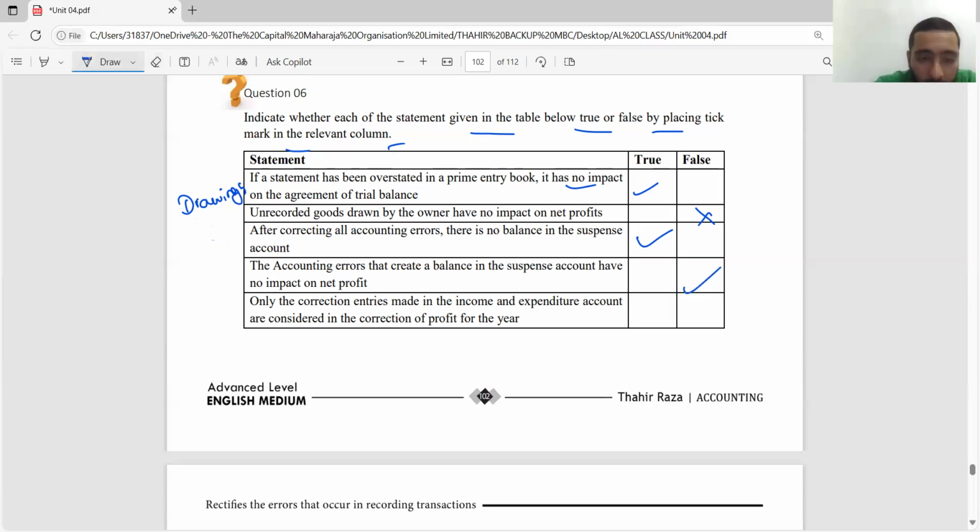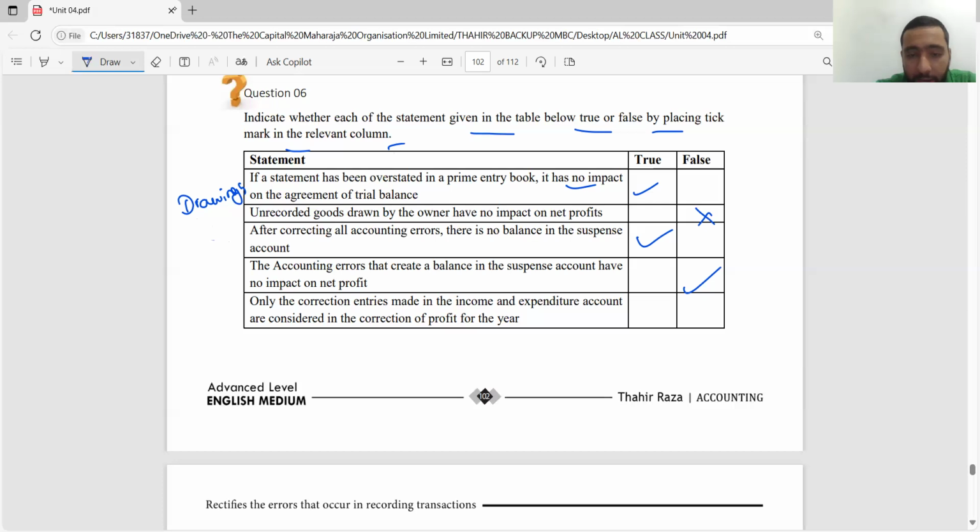Why? Accounting errors that create a balance in the suspense account. If you have a suspense account, it means you have something you have not recorded in the income statement. There is a suspense account, so is there an impact or not? Yes, there is an impact on profit, but they are saying there is no impact. So that is false.